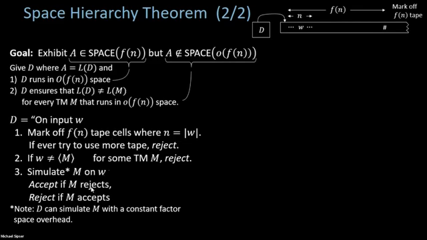So this is only going to really come into play, being able to simulate M, if M is using a small amount of space, so that D can do the simulation. Okay, so let's just see. There are going to be some issues here, but before I get to that, let's just see what your questions are.